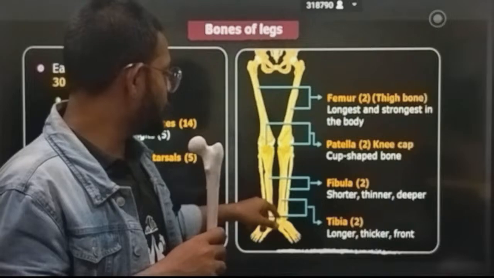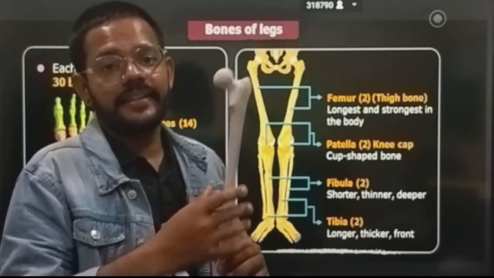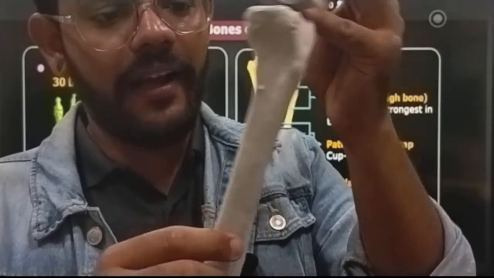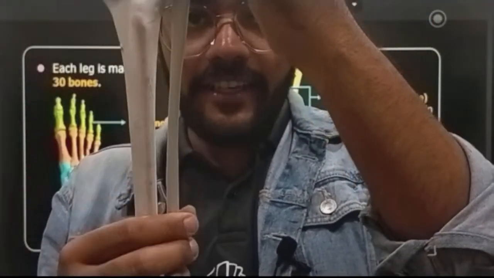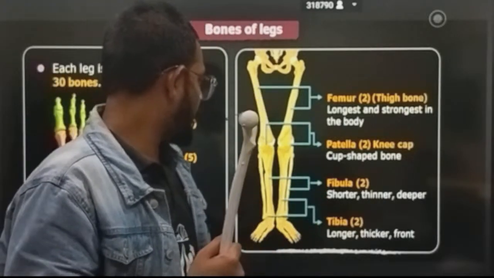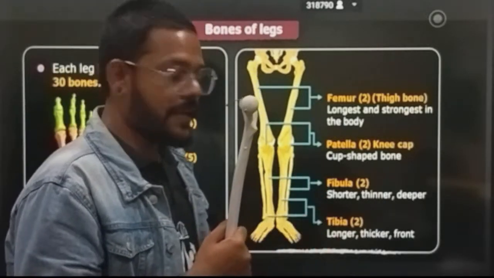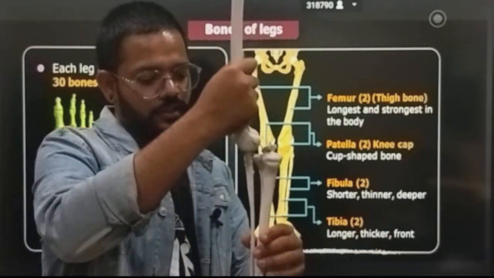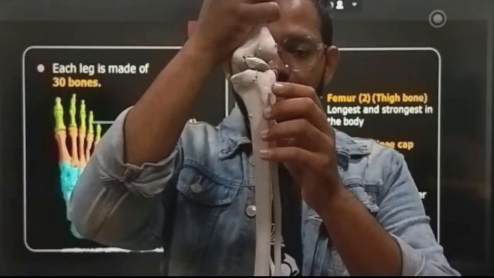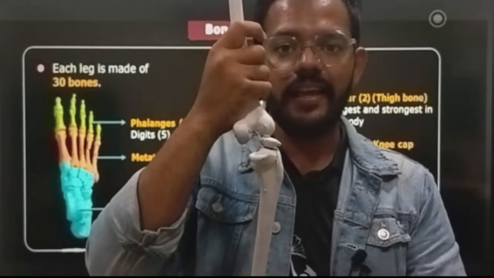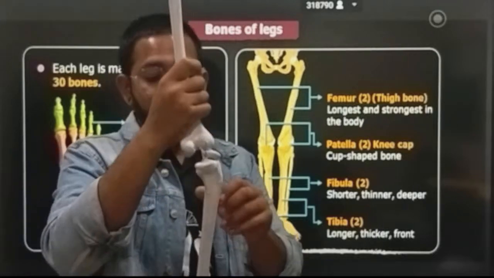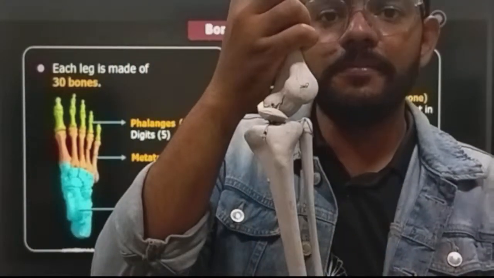Then we have the fibula and tibia. Tibia is this, the broader one, the larger one. This is the tibia, and the smaller and thinner one is your fibula. The broader one is your tibia, long, thick and in front. It lies in front. When you touch the lower part of your leg and find the bone in the front, that is your tibia, and the back side, the thinner one, is your fibula.